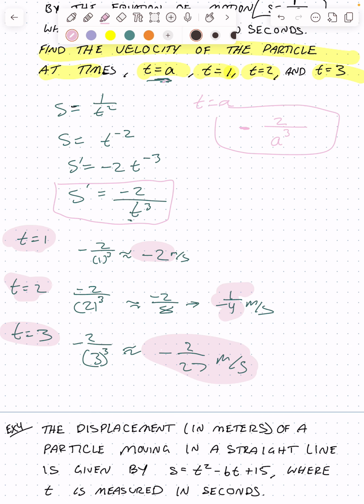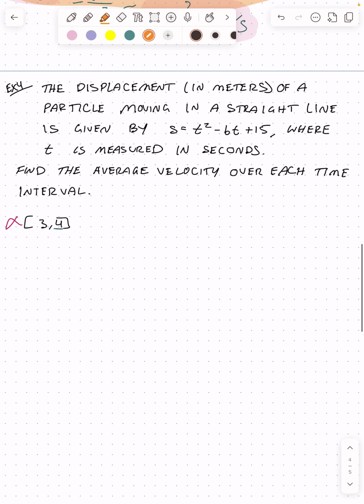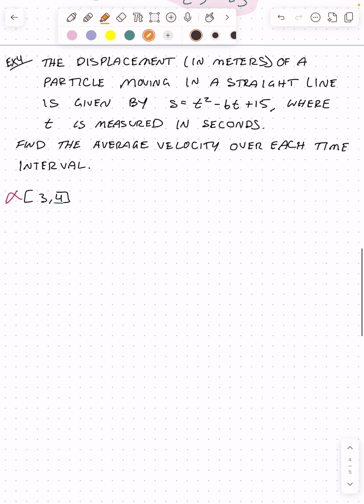All right. So find the velocity of the particle at times when t equals a, t equals 1, t equals 2, and t equals 3. Well, we have done that here, right? t equals a, t1, t2, and t3. Perfect. All right, that was a lot. Let's look at this one. This one's a little interesting. I had never really seen it before until now.